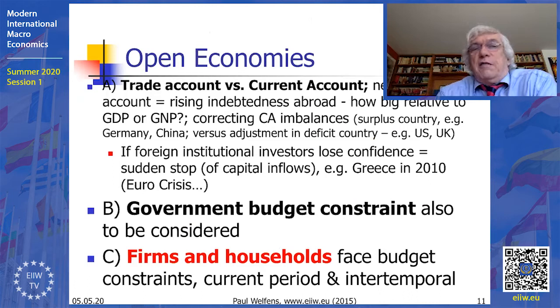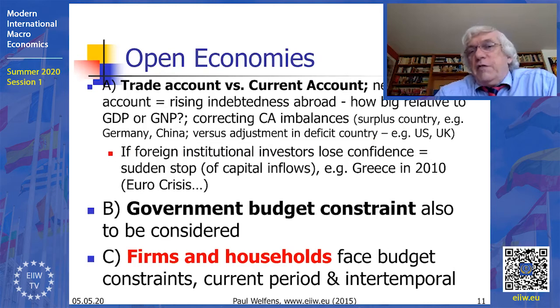Okay, the trade account versus the current account, when we start looking here more at the open economy. A negative current account, that's important to understand, of course, means rising foreign indebtedness. And the question is always, how big is your foreign debt relative to GDP or GNP? And one interesting question, of course, is how can one correct current account imbalances if such imbalances are too big or a case of concern?